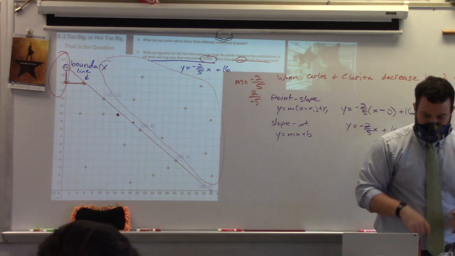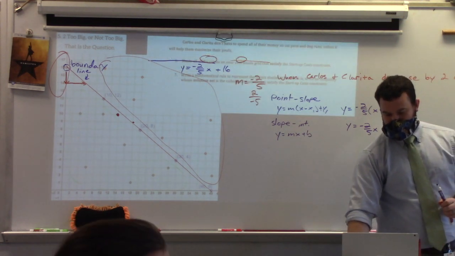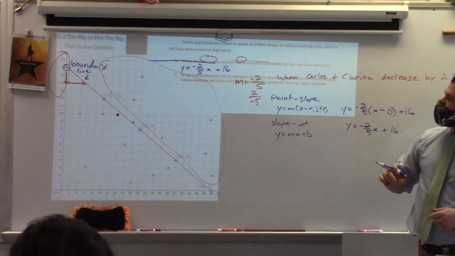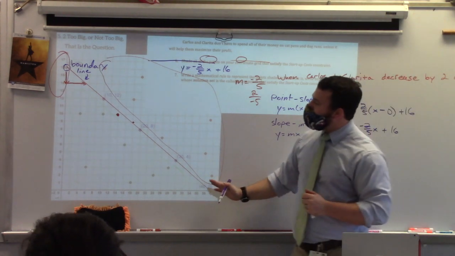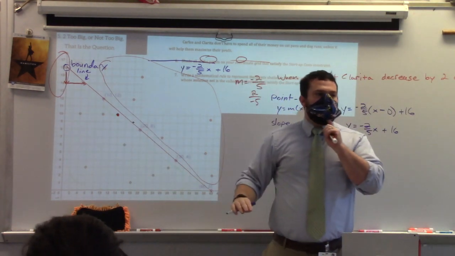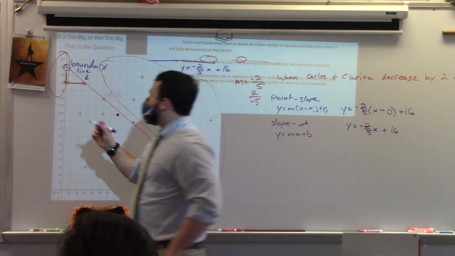Number 6 and 7, that's all we have to finish on. Shade all the points on your coordinate grid that satisfy the constraint. So please notice how we have a boundary line here. We shade everything below the boundary line.